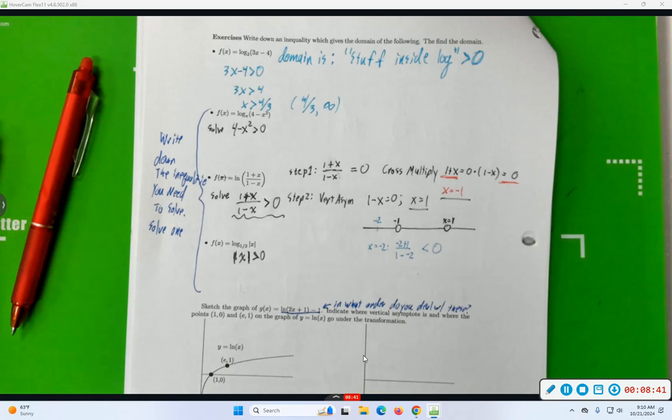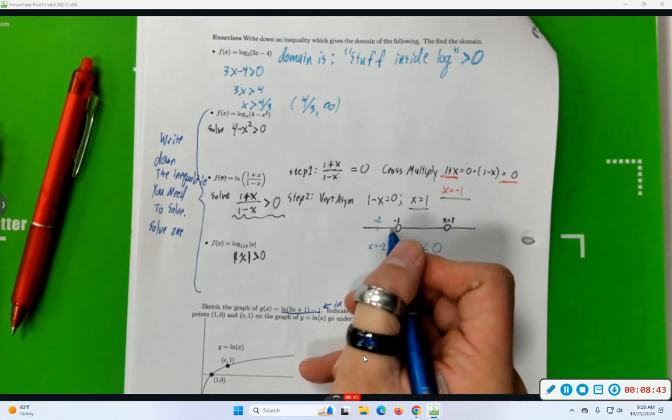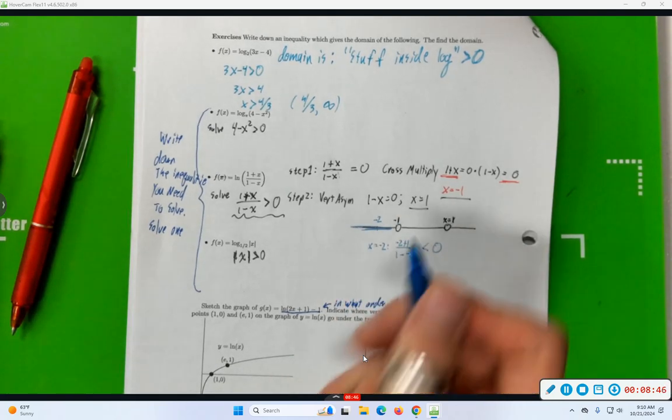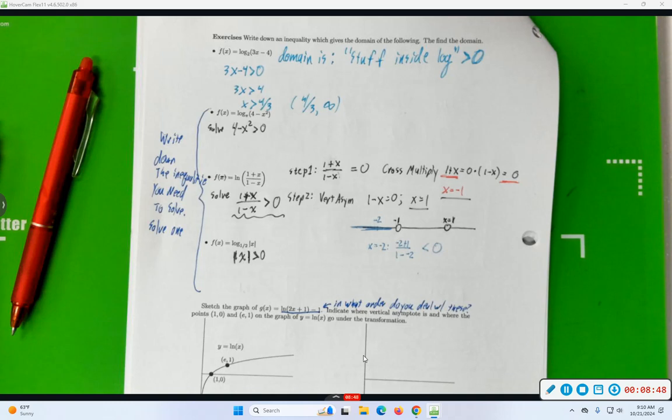All right, so that means all of the numbers to the left of -1 should either all be included or all be excluded. Which one? Include or exclude? Exclude. I want positive, not negative.